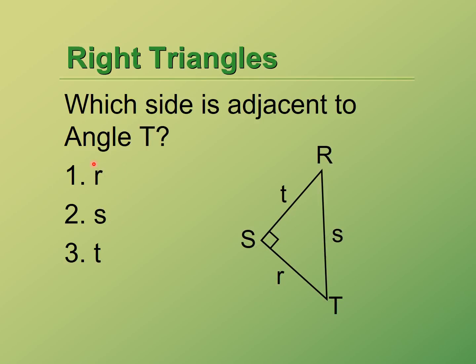Okay, now we need the adjacent side to angle T. So here's T. Now S is the hypotenuse, which means we don't want to use S, which means the adjacent side, right next to T, would be side R, which is option number 1.